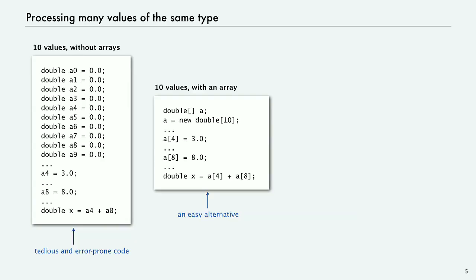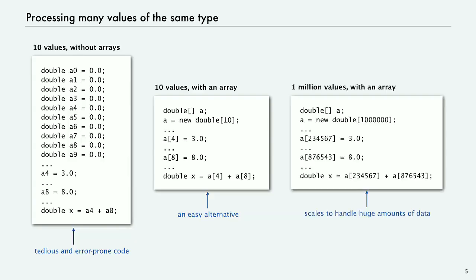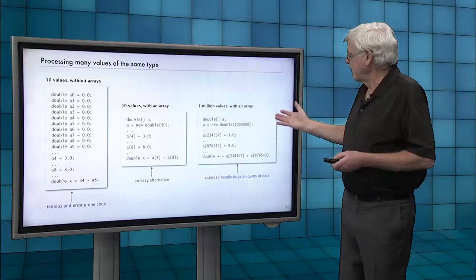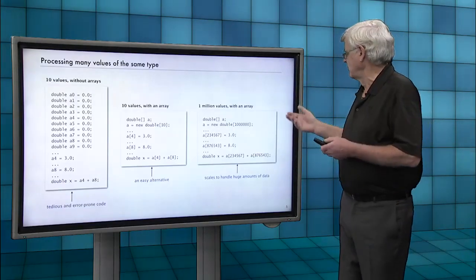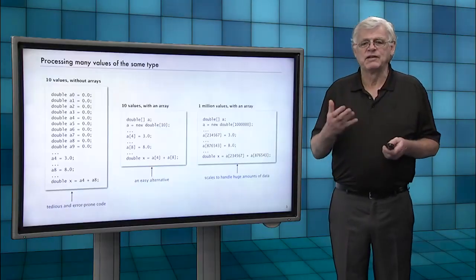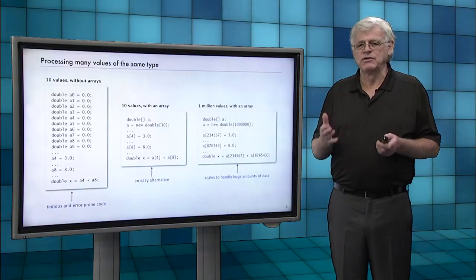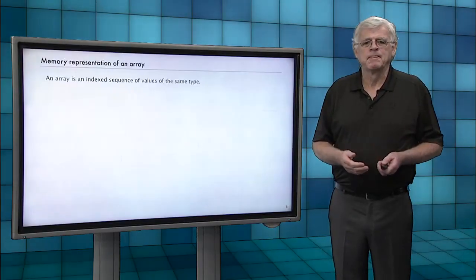And that's convenient enough with 10 values, but what this does immediately is it scales, say, to 1 million values. We have a huge amount of data. It would be indeed tedious to give each one of them a different name. With an array, we have the shorthand where we just use the brackets to refer to individual pieces of the data. It scales to handle huge amounts of data.